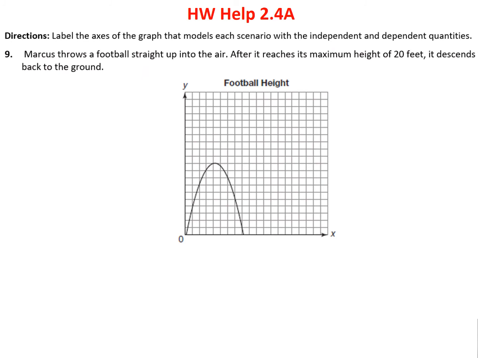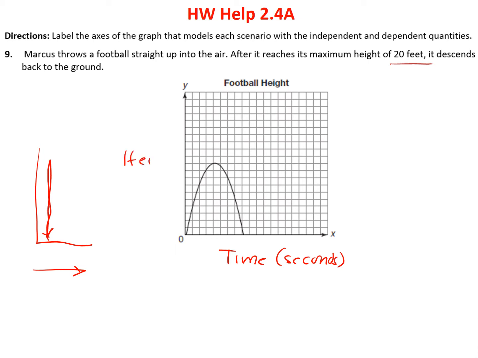In problem 9, Marcus throws a football straight up into the air. After it reaches a maximum height of 20 feet, it descends back to the ground. Now notice if we were just measuring height, then it would simply go straight up and go straight down. But this is height over time. So in other words, we're looking at time, probably in seconds, and then this is our height here in feet. And so as time goes this way, it goes up and then eventually comes back down.